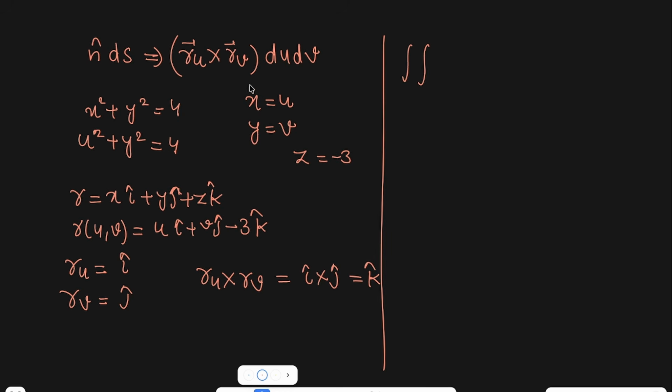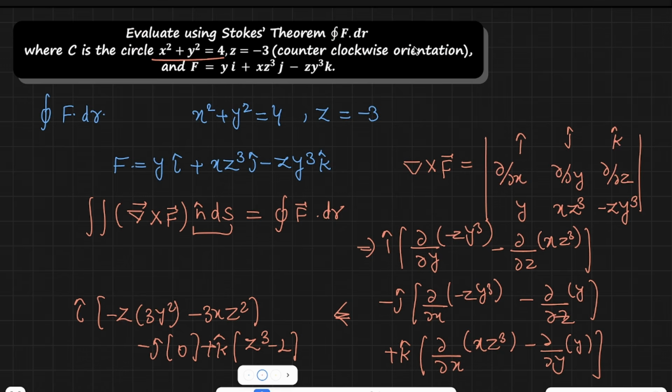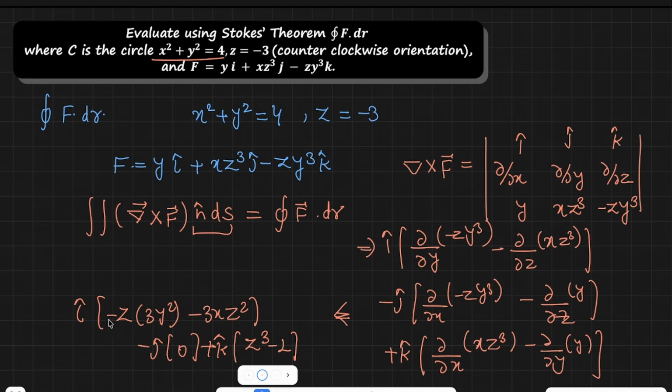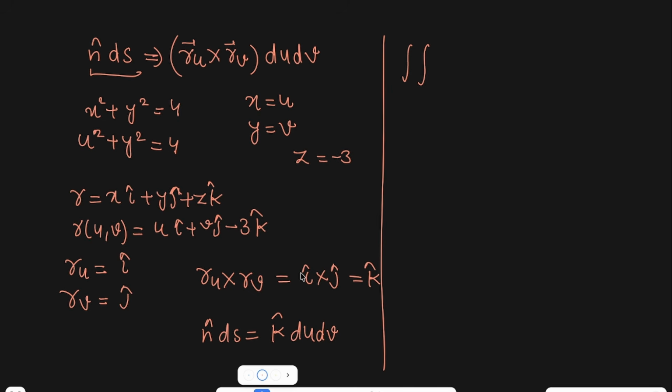So this is the double integral. The value of n cap ds is nothing but k cap du dv. And again the curl is nothing but this one, this is your curl, minus z, 3y square. Now you again have to apply the values of x, y, z in terms of u, v.